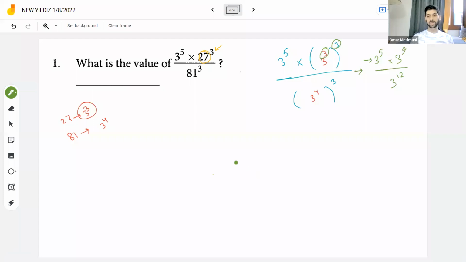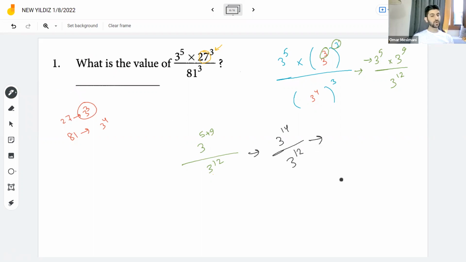So what I would do if I have the same base and multiplication, I'm going to add the powers. So let's add the 5 and the 9. Do you understand? All of them, I'm depending on rules. I'm just moving using rules. Then 5 plus 9 is 14. So 3 power 14 divided by 3 power 12.